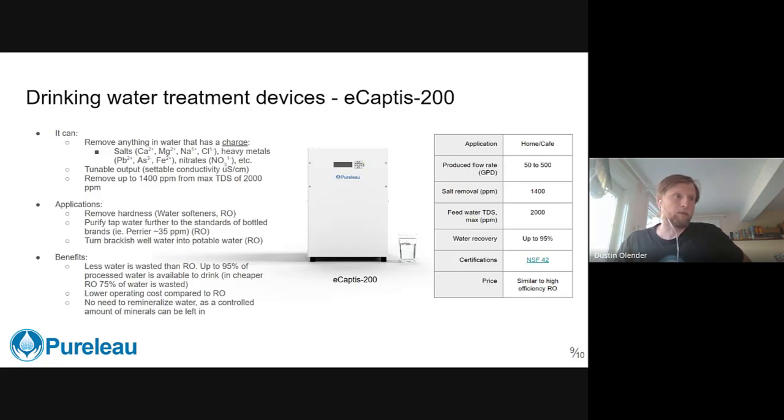Another neat thing is you don't need to remineralize the water. So you're kind of keeping the amount of local minerals that you want.